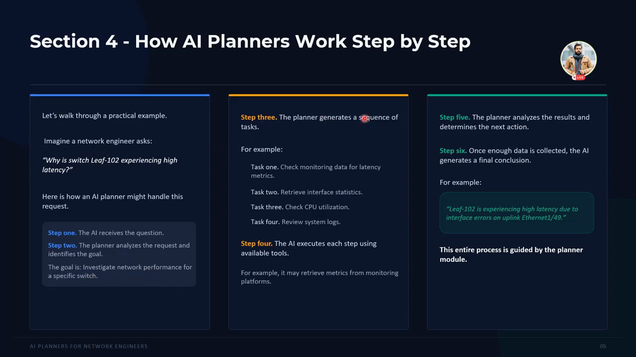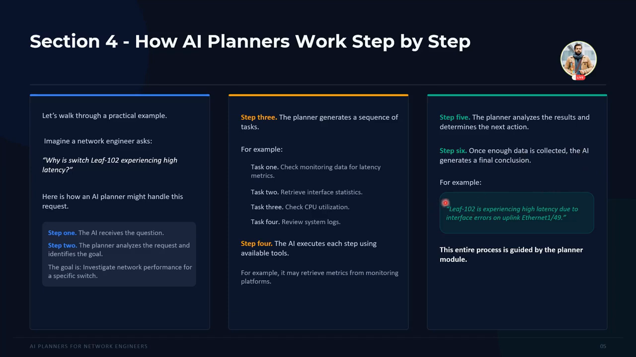Step 3. The planner generates a task sequence. Check latency metrics from the monitoring platform. Retrieve interface statistics. Check CPU utilization. Review system logs. Step 4. The AI executes each task using the available tools. Step 5. After each result comes back, the planner decides whether it has enough information or needs to dig deeper. Step 6. Once sufficient data is collected, it produces a final conclusion.